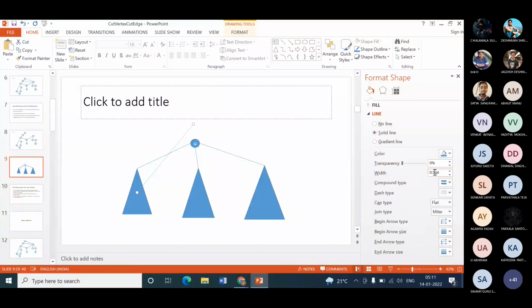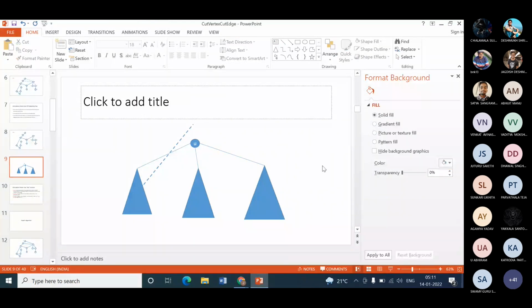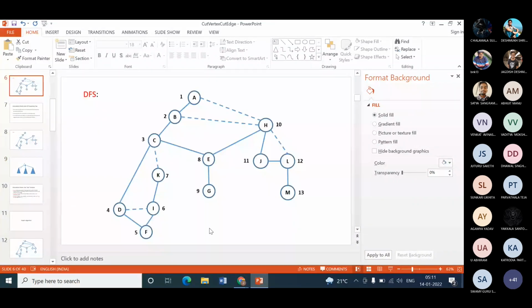So basically, sir, it is like all the edges remain inside the subtree rooted at U. Can you repeat? All the edges inside the subtree U remain in the subtree rooted at U. All the back edges basically.